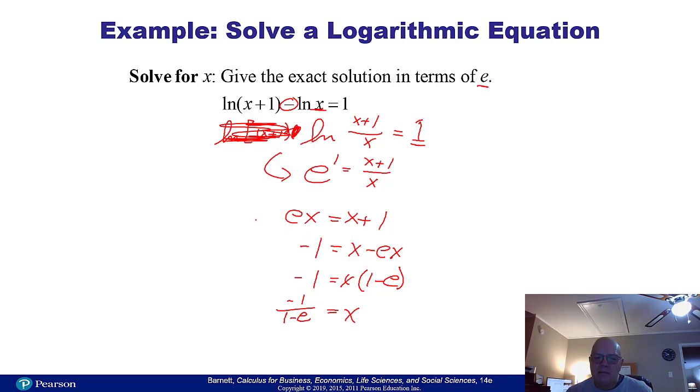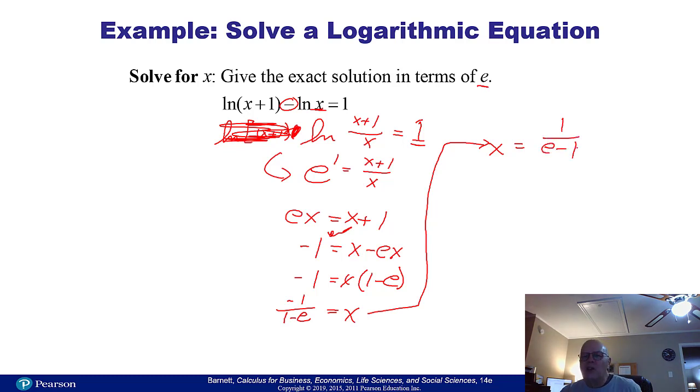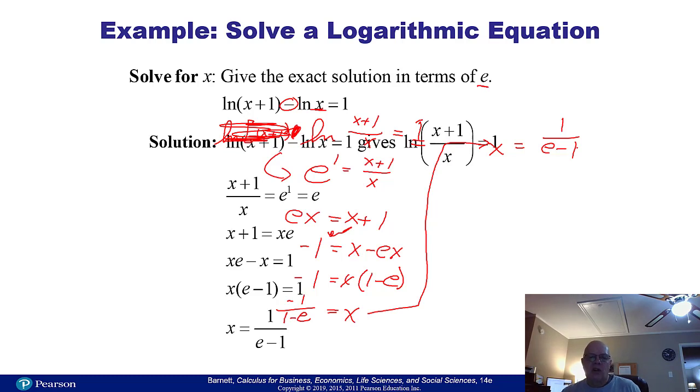You might prefer, or maybe if you check the back of the book or the solution manual, for example, you'll see, there we go. Since there's a minus 1 in the top and 1 minus e in the bottom, you could multiply top and bottom by minus 1 and write x as 1 over e minus 1. It looks a little bit more elegant, doesn't it? And then if you needed an exact value, put it in the calculator and get your answer.